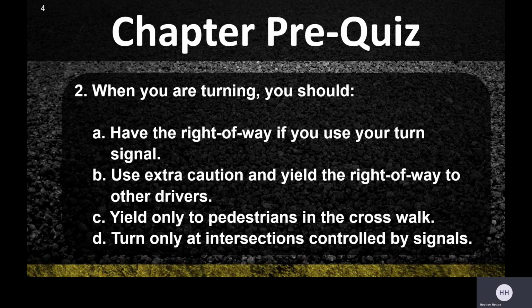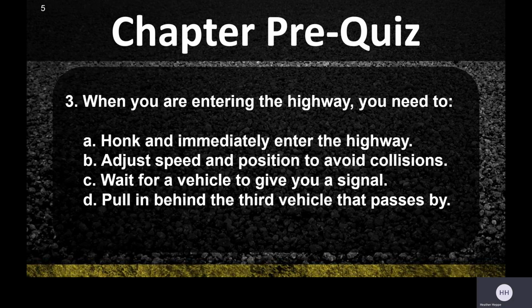Question 2, when you are turning, you should A, have the right of way if you use your turn signal, B, use extra caution and yield the right of way to other drivers, C, yield only to pedestrians in the crosswalk, D, turn only at intersections controlled by signals. Question 3, when you are entering the highway, you need to A, honk and immediately enter the highway, B, adjust speed and position to avoid collisions, C, wait for a vehicle to give you a signal, or D, pull in behind the third vehicle that passes by.